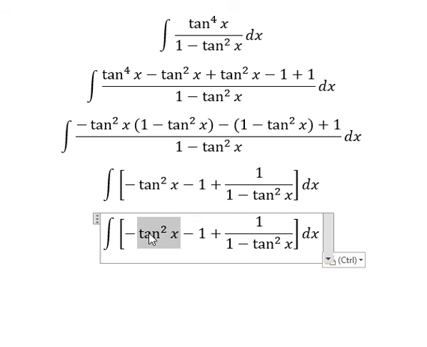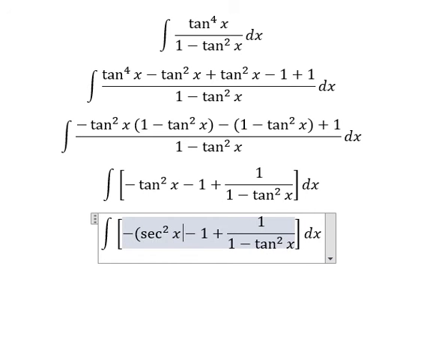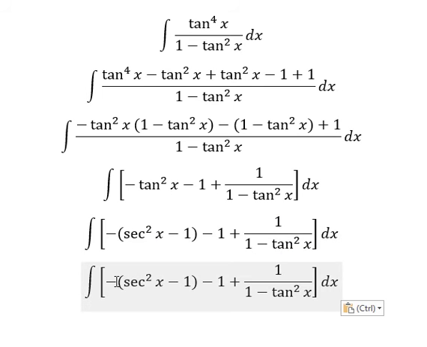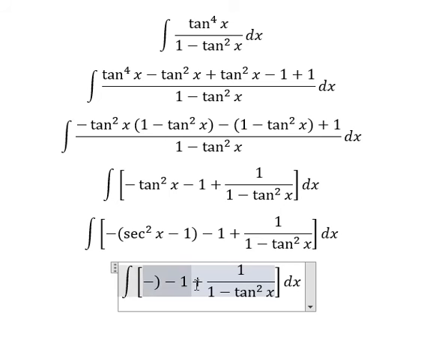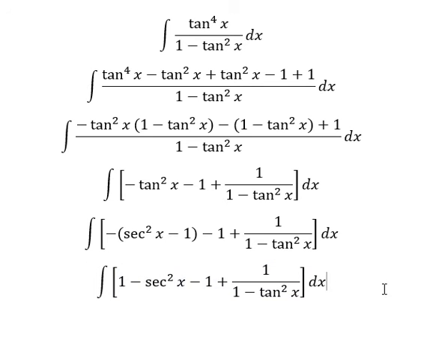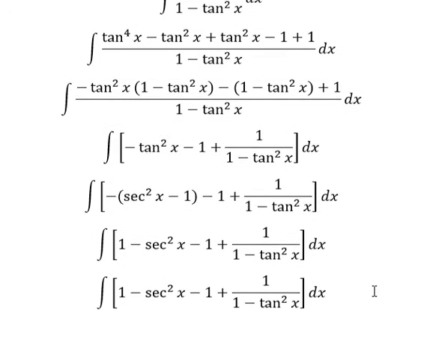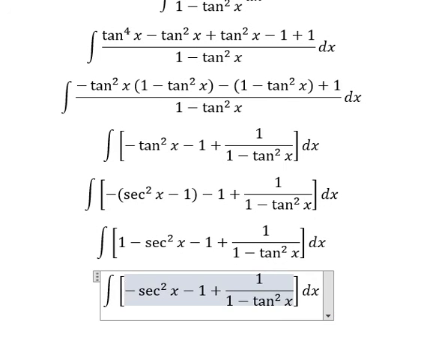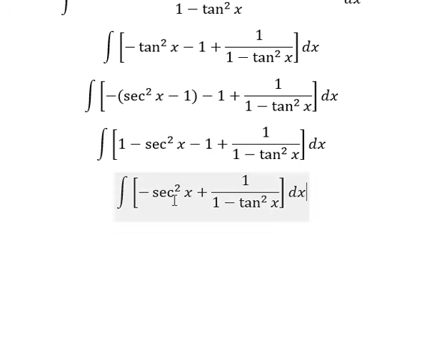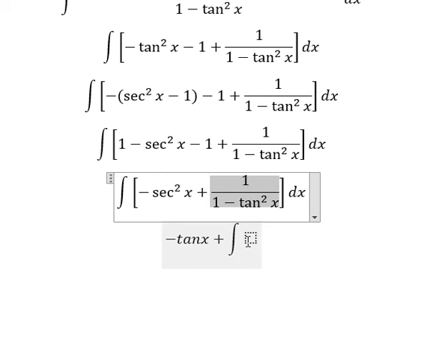Tan s squared we change to secant of s squared minus 1, and we need to open the parentheses. One minus 1 we cancel. The integration of secant of s squared, we have negative tan s. And now we just have this integration in here.